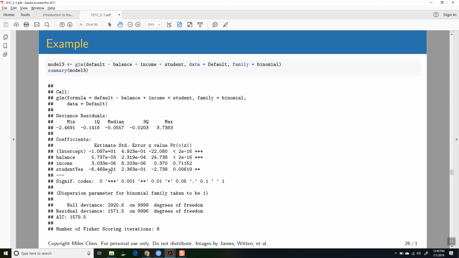So in our summary table, what do we notice? Balance is positive, and it's significant. Income is positive, but it's not significant. Its p-value is 0.7, so we're going to say it's not significant. And then student yes is negative, and it is significant. It's 0.006, so its p-value is significant.